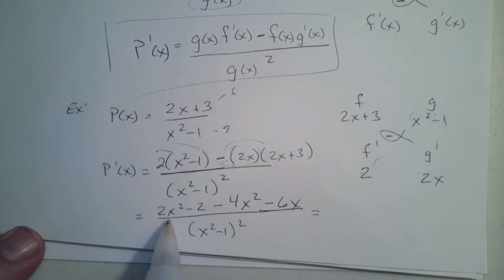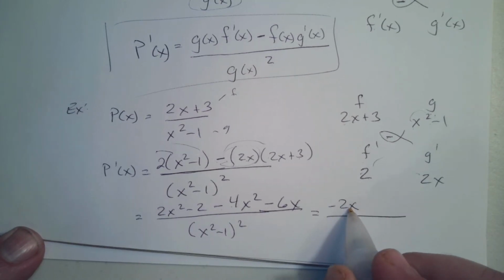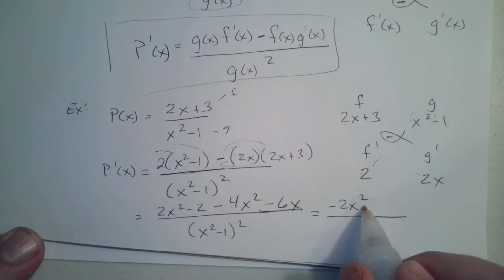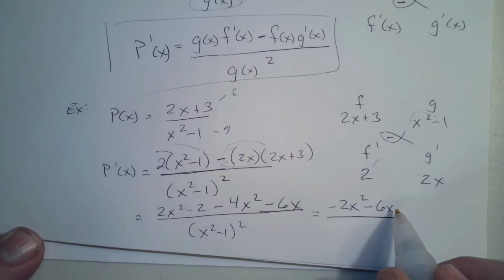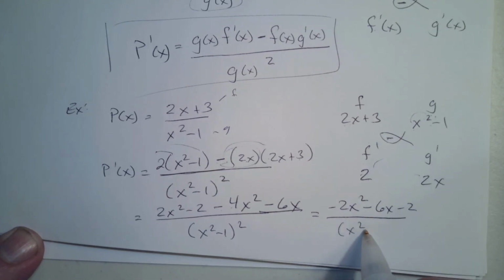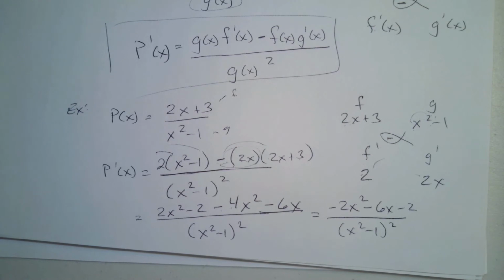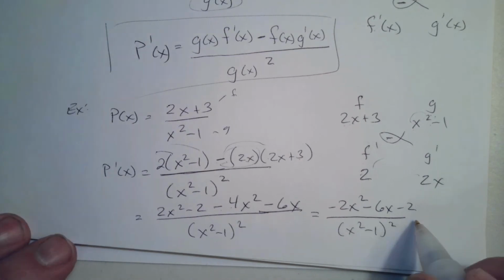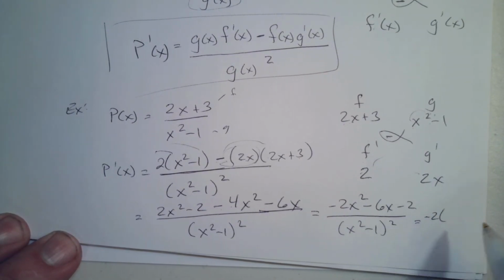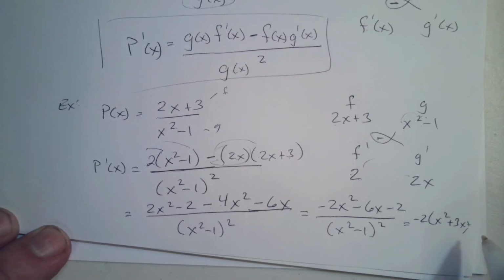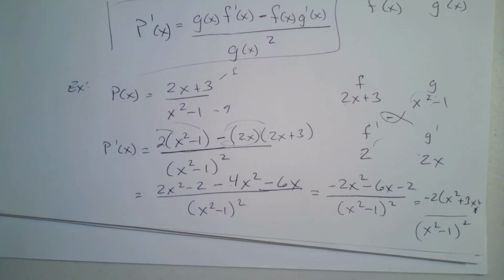Fix the top. Combine like terms. Negative 4 minus 2, so it's going to be negative 2x squared minus 6x minus 2, and we could factor out a negative 2 on top, so we have x squared plus 3x plus 1, all over x squared minus 1 squared. And there's a derivative.